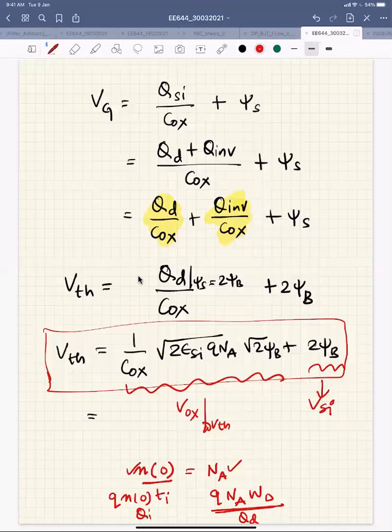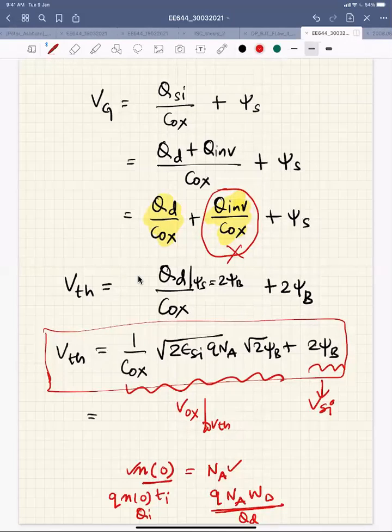You could calculate from the equation. You have the exact equation, so you could also calculate. You will see that your Q inversion is a little bit less than QD. For simplicity, you can see this part is less than QD. Q inversion by Cox is less than QD by Cox. So we just neglect Q inversion by Cox, right?